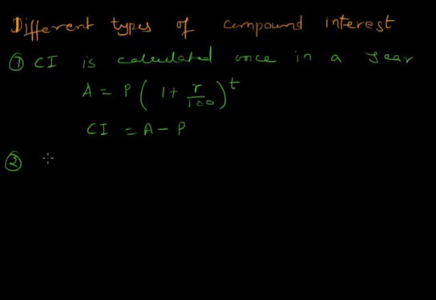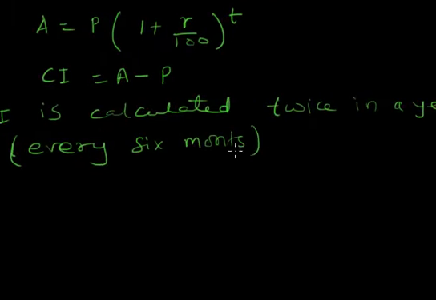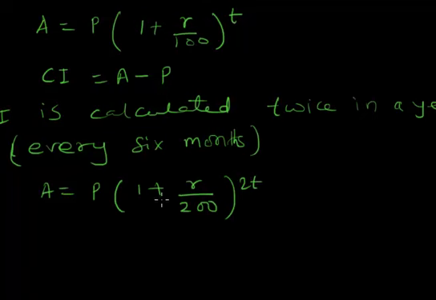How to calculate amount when the compound interest is calculated twice in a year? Twice in a year can also be read as every 6 months. If the compound interest is calculated twice in a year or every 6 months, the amount is given by the formula A equals P times (1 plus R over 200) raised to 2T.